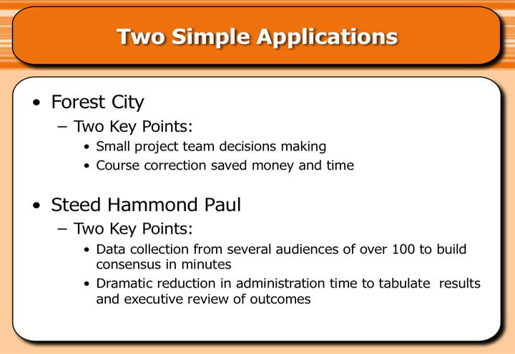So this particular example was a small project team decision. I think there were 6 people on this team. Course correction, save money and time is the takeaway. If you want to read more about this, you can go to our website and look for the Forest City case study, where they talk a lot about the details of the application and the discovery on how to use this on something other than training. Use it in decision making.